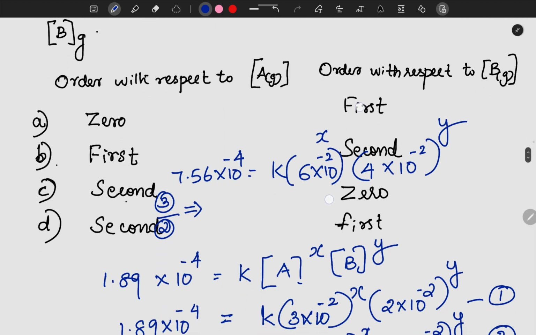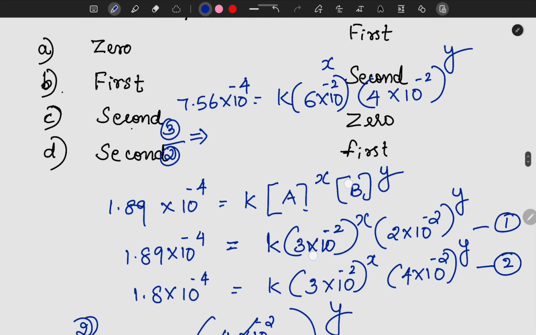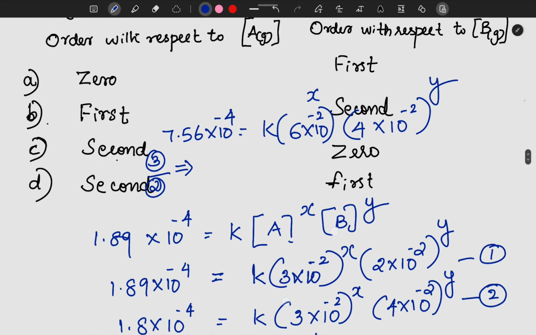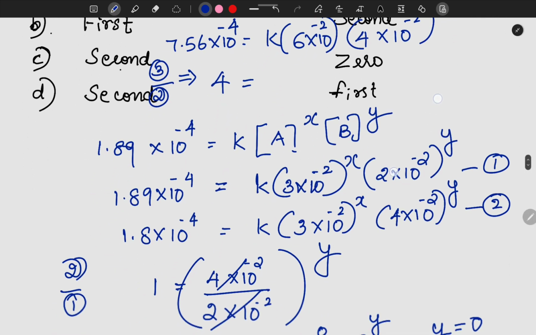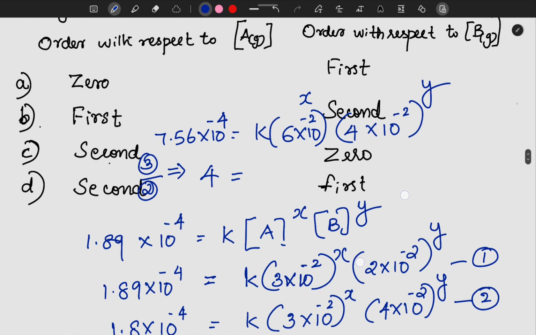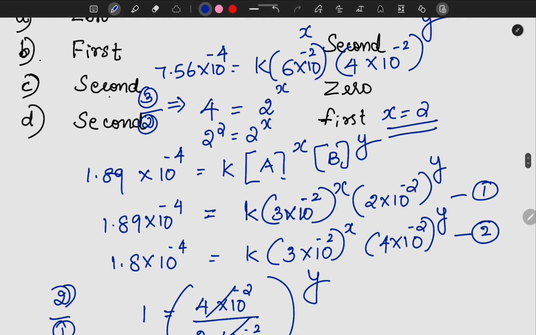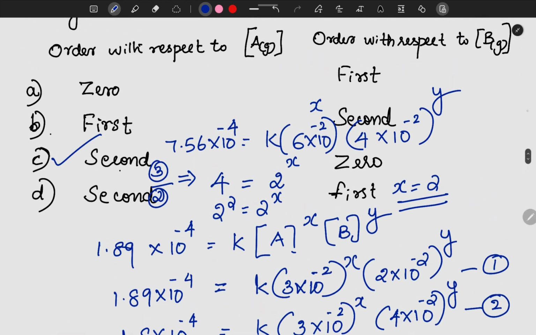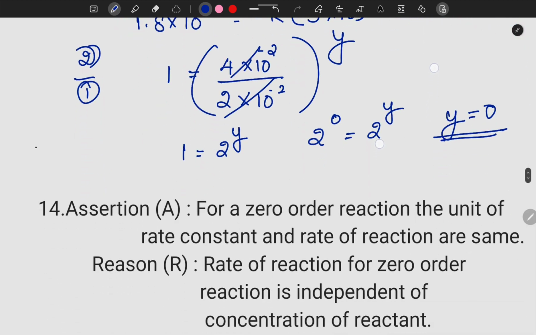So 7.56 into 10 raised to minus 4 divided by 1.8 into 10 raised to minus 4, it will become 4 times. K and K cancelled. 6 into 10 raised to minus 2 divided by 3 into 10 raised to minus 2, it will be 2 raised to x. And y term also cancelled. So 4 means 2 square is equal to 2 raised to x. So x equal to 2. So order with respect to A is second and order with respect to B is 0. So our option is C, second and 0.